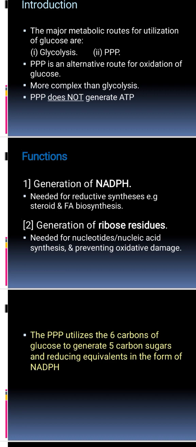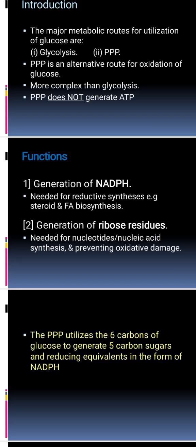The first function is that it will generate NADPH. NADPH will be needed for reductive synthesis. As examples of the reductive synthesis processes, steroid and fatty acid biosynthesis. So when we generate NADPH, it will be beneficial for steroid and fatty acid synthesis.